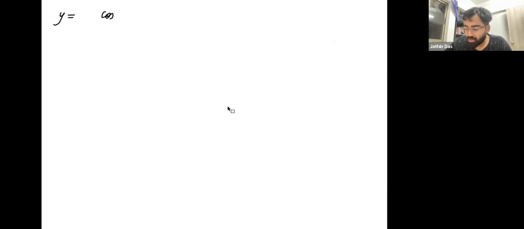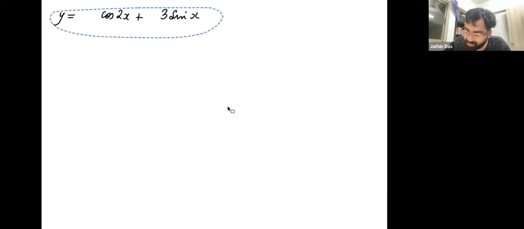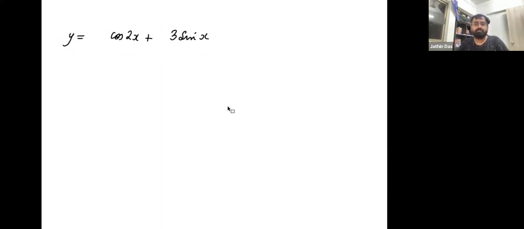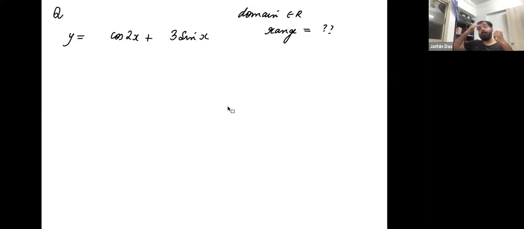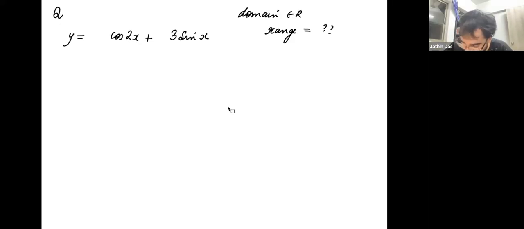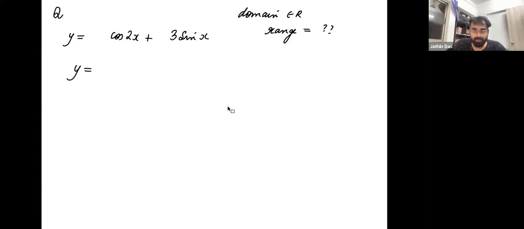Y is equal to cos 2x plus 3 sin x. Okay, I want to find the range and domain. The range is easy. Or sorry, domain is easy. Domain is real. Okay, range निकालना है. How will you start? Cos 2x, you will write it as? Cos square x minus sin square x.